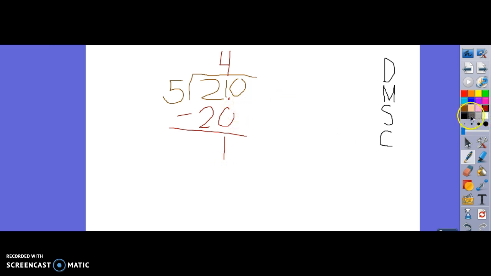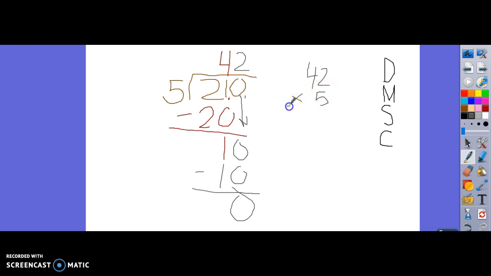Am I done? No, because my stopping point was at the 1. Put it at the 0 and bring it down. How many times can I take 10 cupcakes and break them among 5 people? 2. 4 times 2 is 10. 10 minus 10? 0.